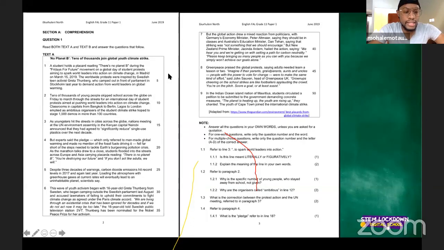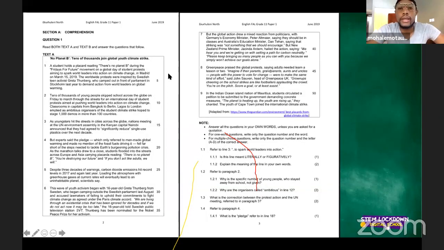The wave of youth activism began with 16-year-old Greta Thunberg from Sweden, who came camping outside the Swedish parliament last August and accused lawmakers of failing to uphold their commitments to fight climate change as agreed under the Paris Climate Accord. "We are living through an existential crisis, which has been ignored for decades, and if we do not act now, it may be too late," the 16-year-old Swede told the public television station SVT. Thunberg has been nominated for a Nobel Peace Prize for her activism.